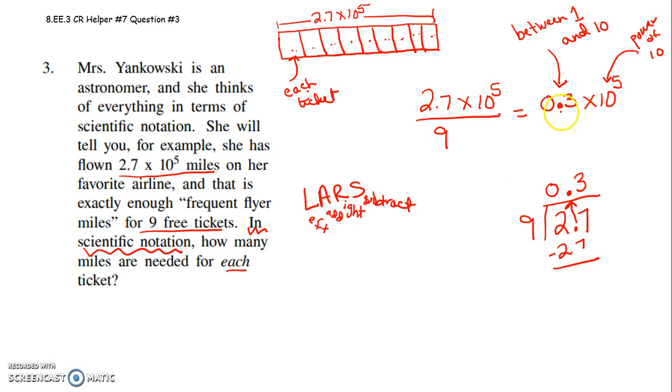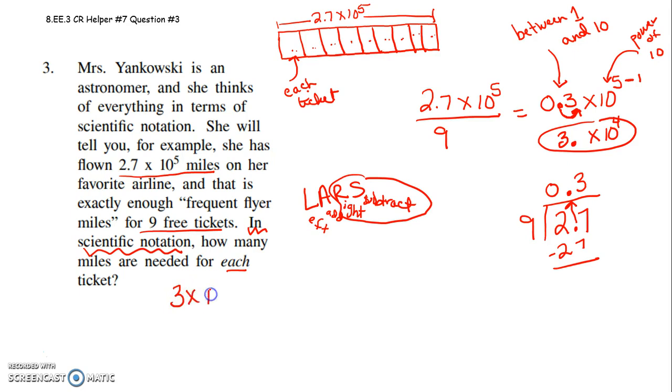So if I'm right here at this decimal and I got to move it over 1 to get a number between 1 and 10, I have to move 1 to the right. Right, subtract. If I move 1 to the right, that means I subtract 1 off of here. So that's 3 times 10 to the 5 minus 1, which is the 4th power. Each ticket is 3 times 10 to the 4th power miles. I know they want it in scientific notation, but that would be 10 to the 4th, 1, 2, 3, 4, is 10,000. So you have to fly 30,000 miles in order to earn a free ticket.